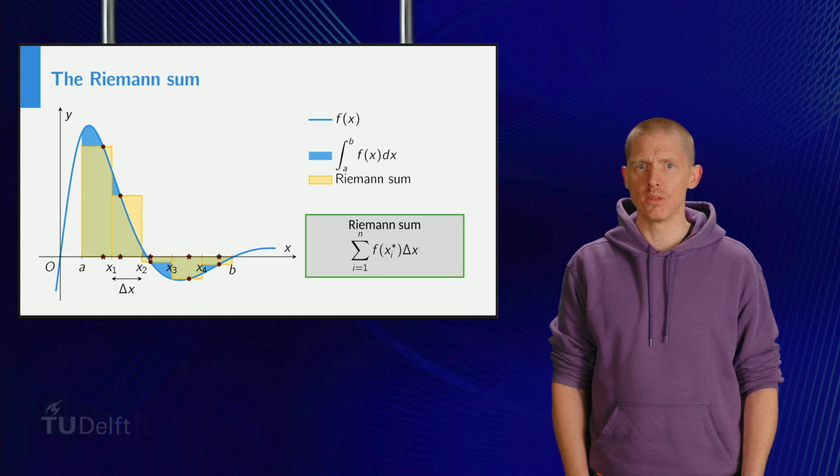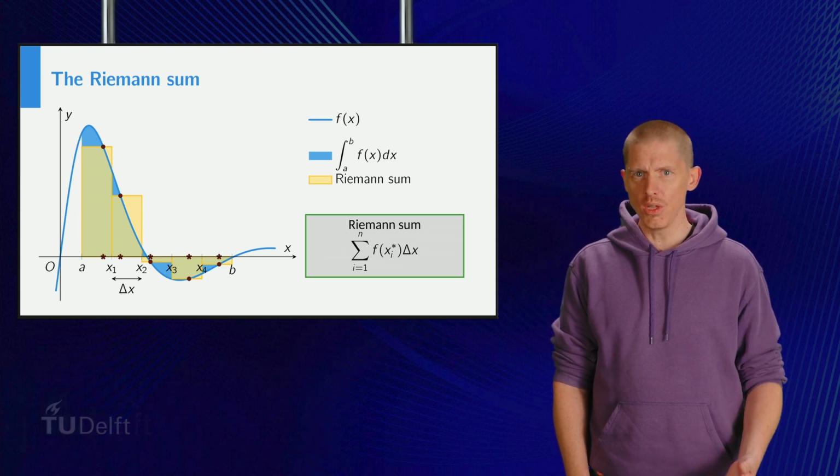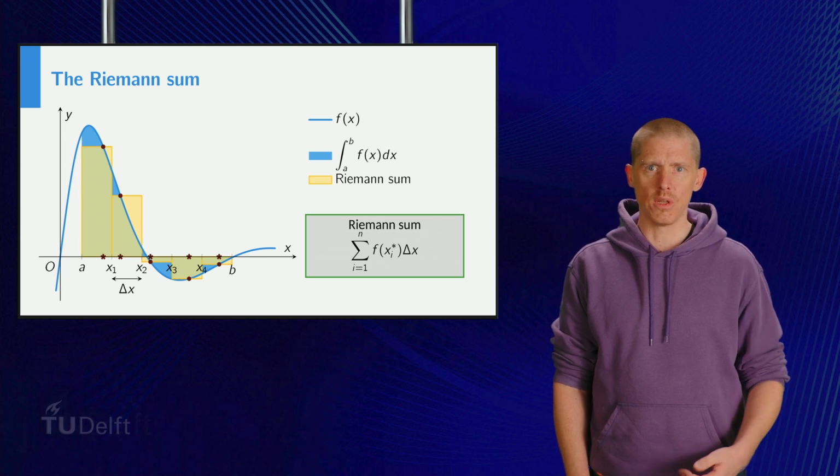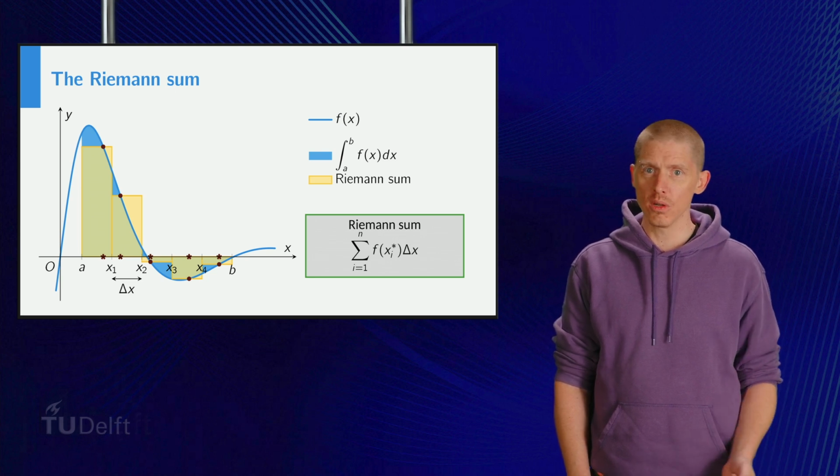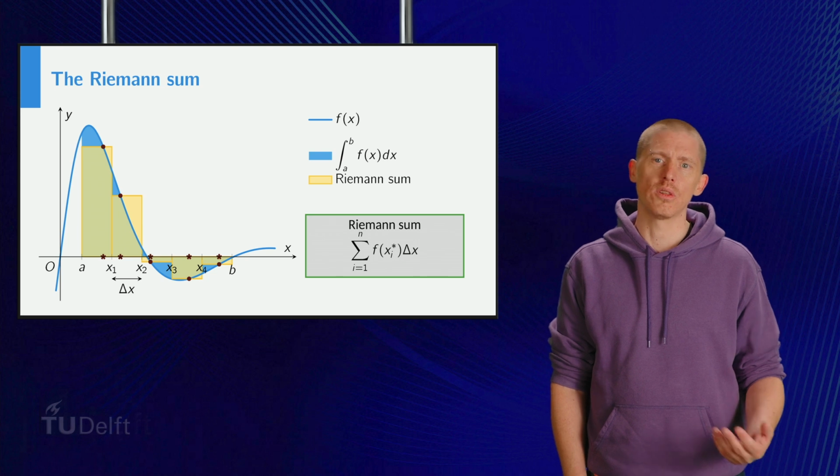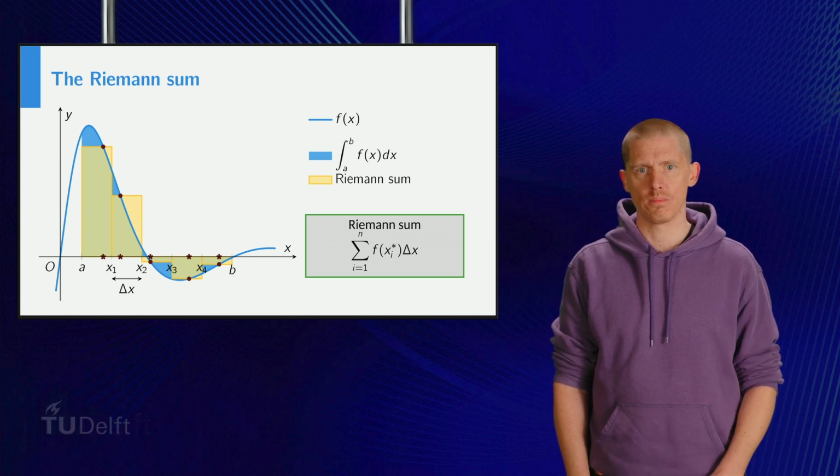As you can see, the Riemann sum is an approximation of the definite integral. Each of the rectangles covers a region of the integral, but also misses parts, and at some points does not even overlap with the integral.